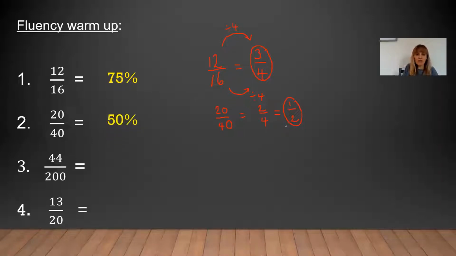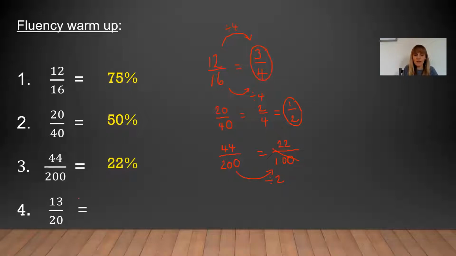Now 44/200, I can quite easily make this into a percentage because I can think, well, if my denominator is 200, how am I going to change that to becoming 100? Well, I've divided that by 2, or I've halved it, haven't I? So what have I got to do to the top? I've got to halve it, so it becomes 22/100. I can get rid of that now, and my percentage is going to be 22%.